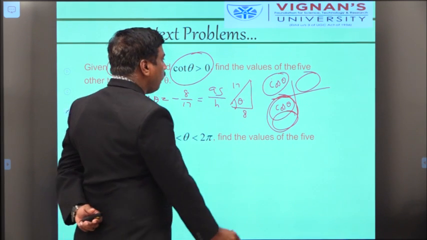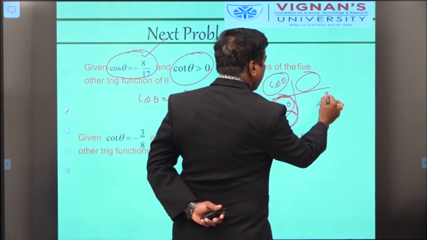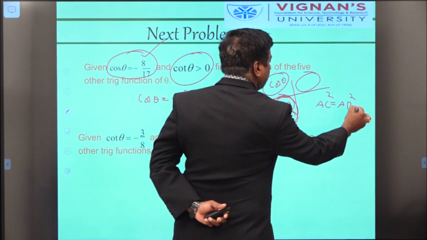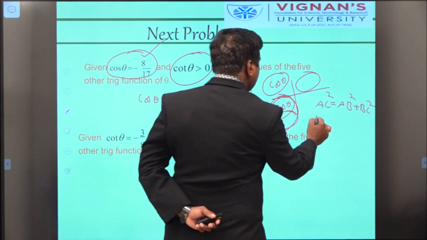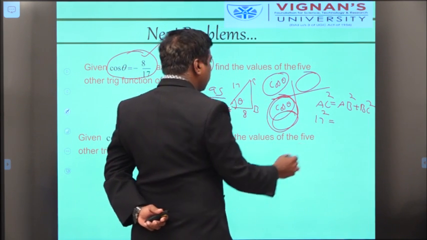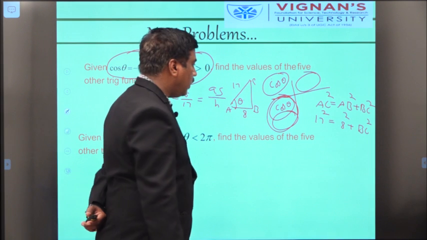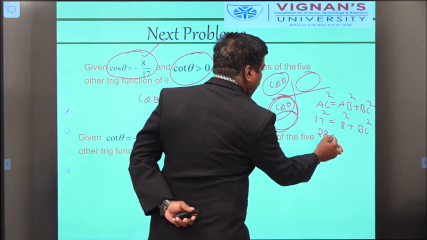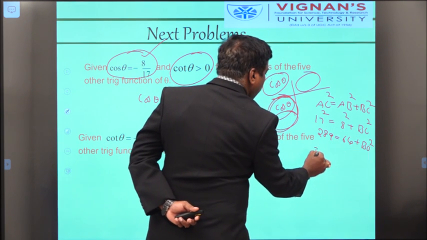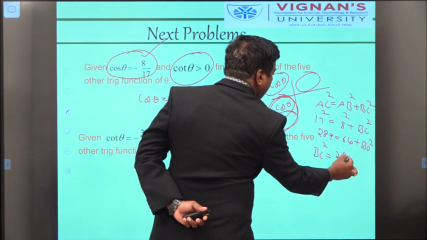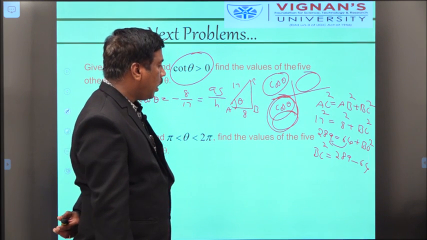So again you have to use the Pythagoras theorem, that is, in triangle ABC, AC square is equal to AB square plus BC square. So AC square value, that is 17 square, is equal to AB square value, 8 square, plus BC square. Therefore, 17 square, that is 289, is equal to 64 plus BC square. Therefore, BC square is equal to 289 minus 64, bringing this 64 to the left hand side.